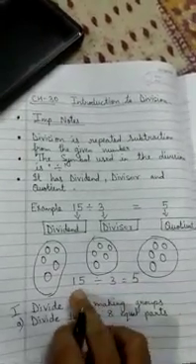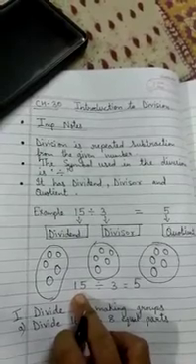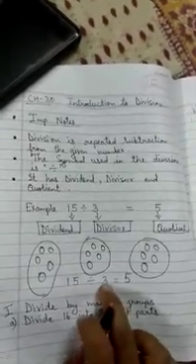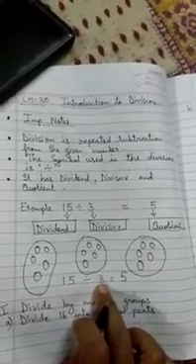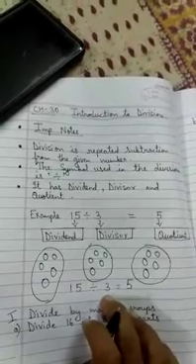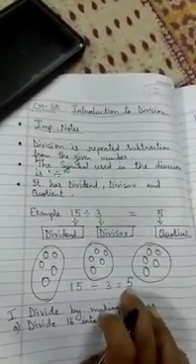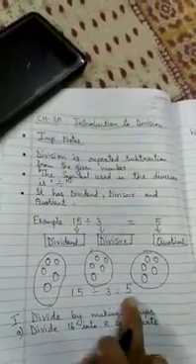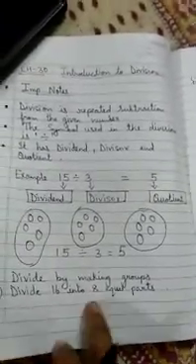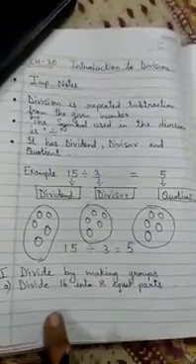So this 15 is known as dividend, and the divisor is the small groups that we are making, okay? The small groups that we are making is known as divisor, and the answer that we get is 5 in each group. So this is the answer that is known as quotient. To make you more clear, I am explaining you by making some groups, okay?